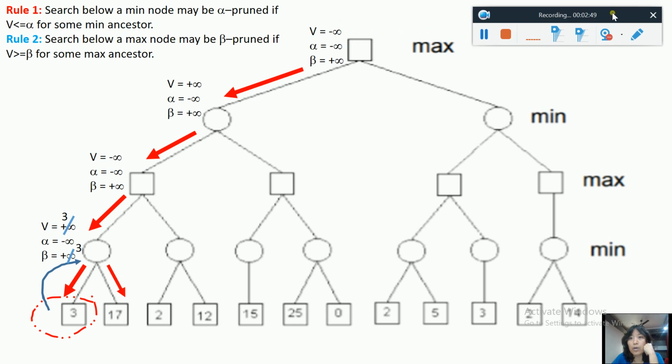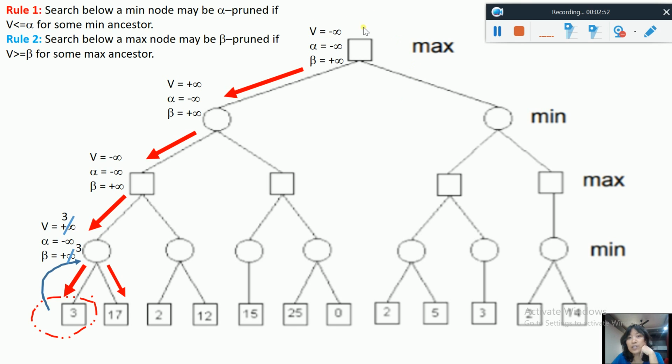So we should first initialize the values of V, alpha and beta. As it is the max player, while initializing the max player we will initialize with its minimum value. As alpha is playing for the max player, we will initialize alpha with its minimum value. And the same happens to beta, which is playing for the min player, so we initialize beta with its maximum value. So we have started initializing the node values as V, alpha and beta.